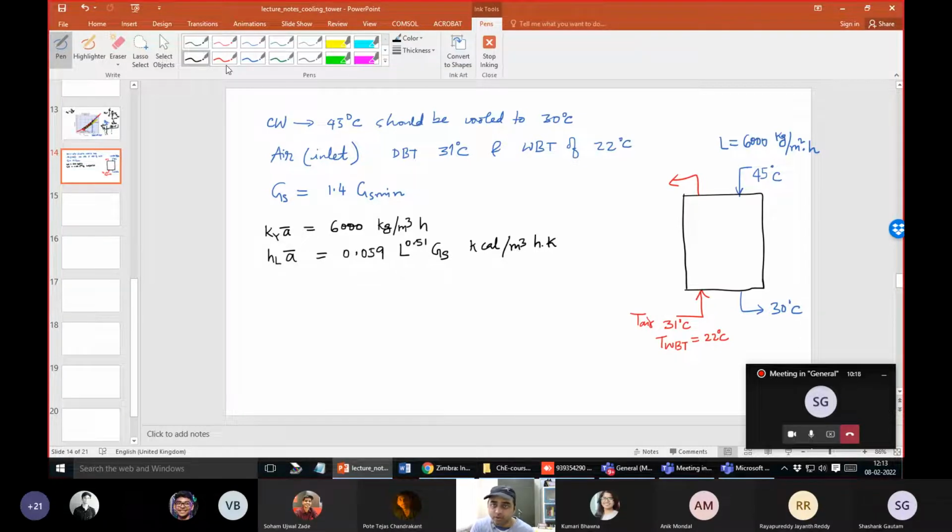So what do you have to find out? The first step is the air flow rate in the problem, and the second is of course the height of the tower.